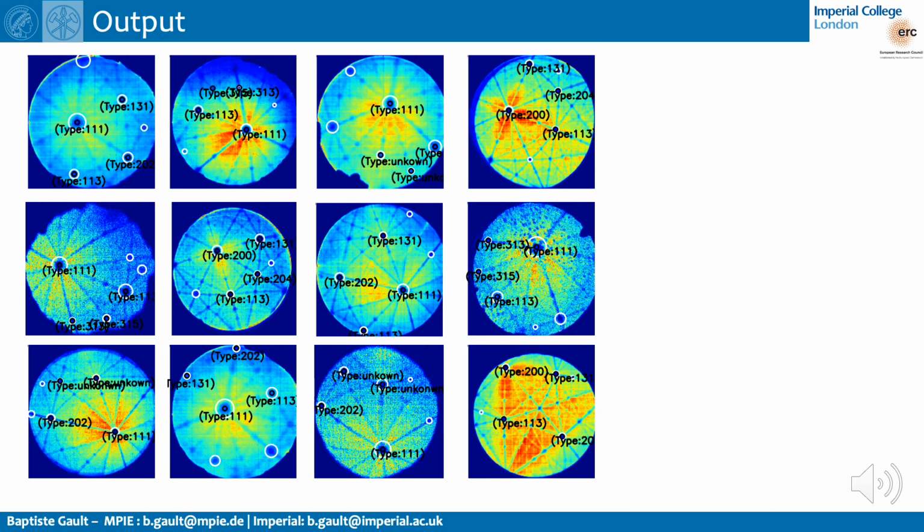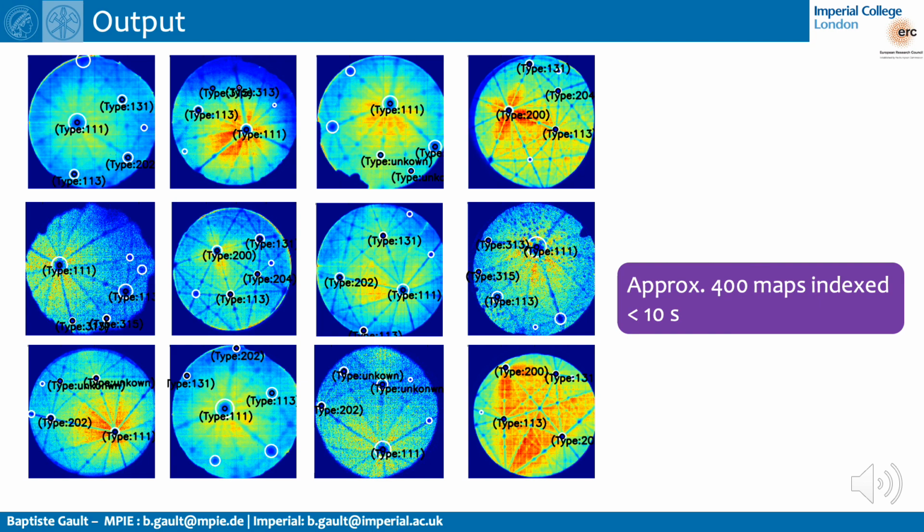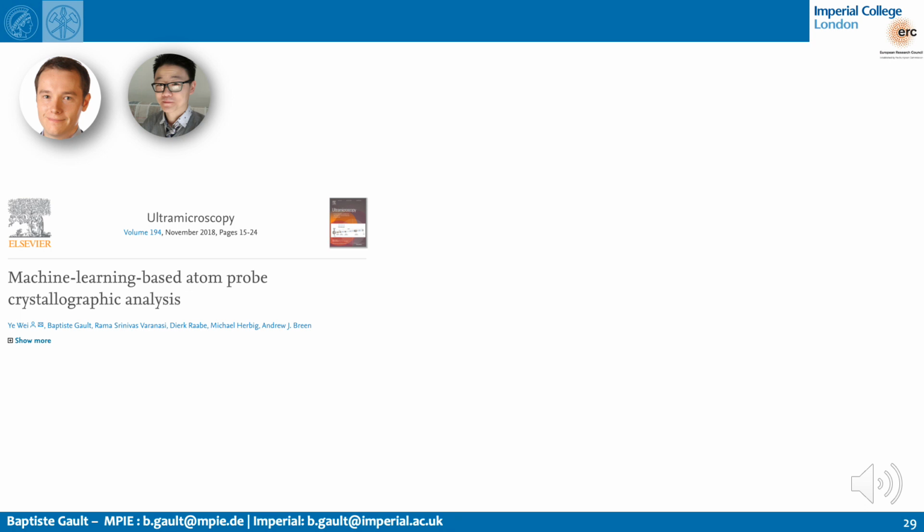But for most of the data sets that we used in that case, we ended up with an identification that, after checking, seemed to be fine. And we could identify 400 maps within just a few seconds. So this work was published about a year ago. It was just a first attempt, and it seems to be quite successful.